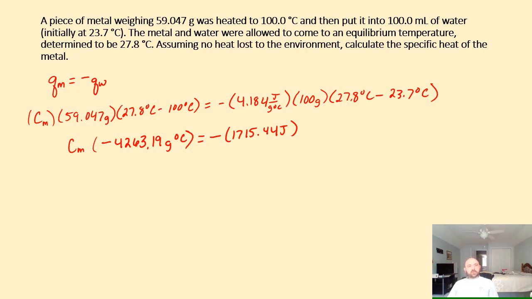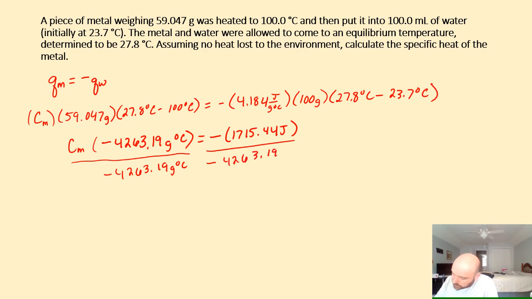And so we will see that we need to divide both sides by the value that's sitting there with the c_m. So we will divide both sides by negative 4263.19 gram degrees Celsius, divided by negative 4263.19 gram degrees Celsius. And we see there that our units actually come up to what we want, joules per gram degree Celsius. So that gives us an indication we're on the right track. When our units work out, we can be pretty certain that we are answering the question correctly.